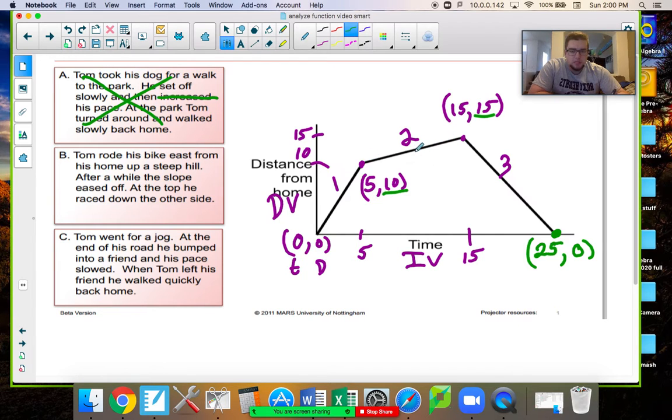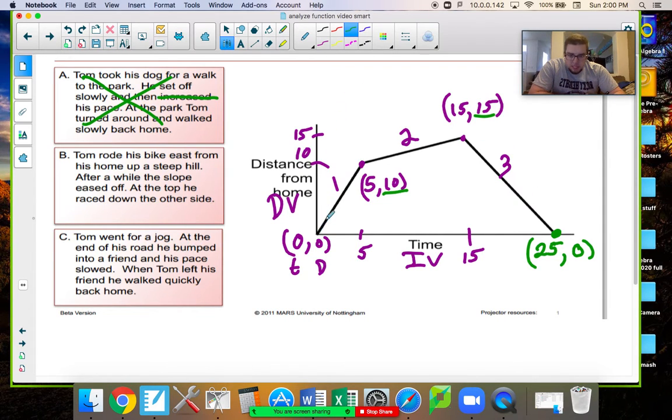That seems to make sense. And then he raced down the other side. That seems to fit. But the problem with this story is it's describing this graph visually, which we don't care about. We don't care that this graph is visual like this. It's up a hill, less of a hill, down the other side. It's all about the units.